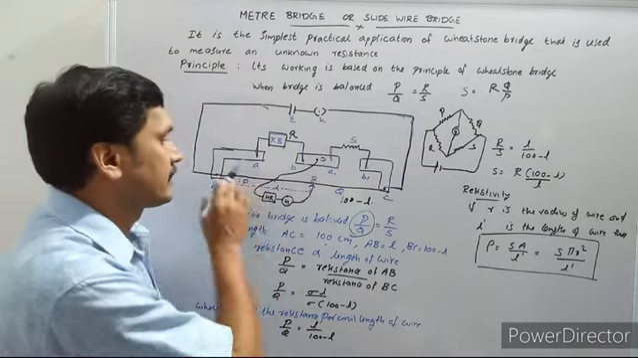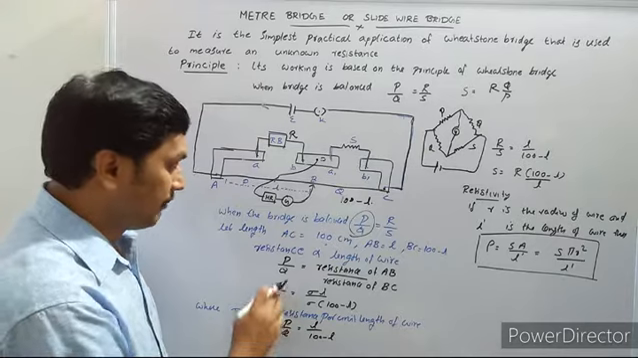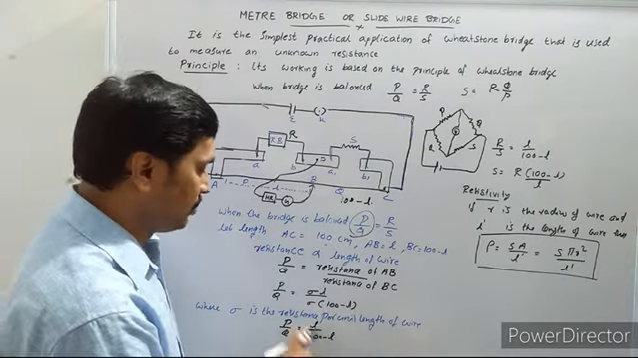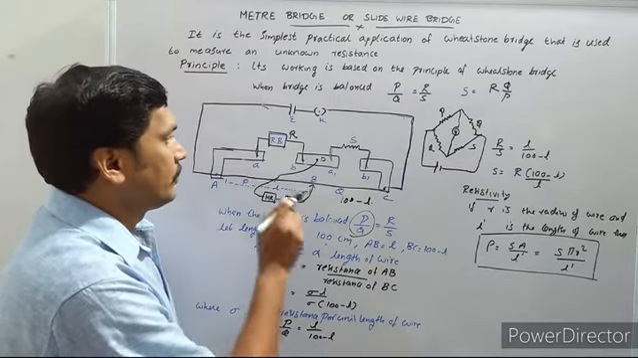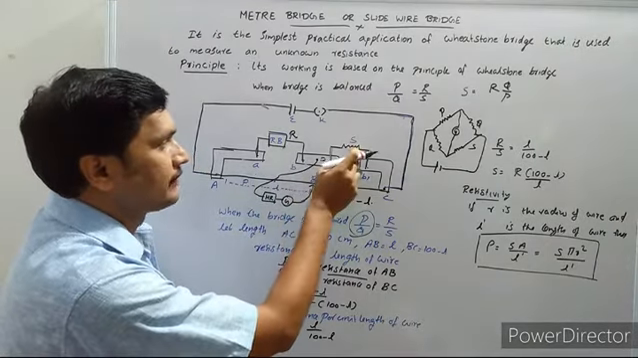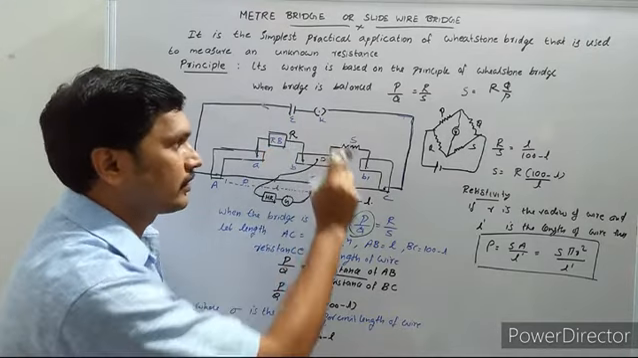What is sigma? Resistance per unit length of this wire. Now we got P by Q is equal to L by 100 minus L. Now we can compare that with P by Q is equal to R by S. What is R? The resistance from this resistance box. S is the unknown resistance.